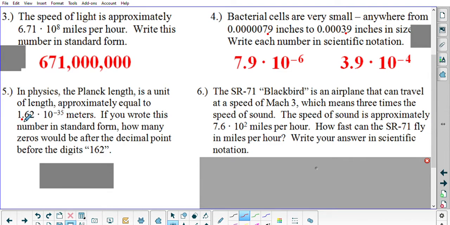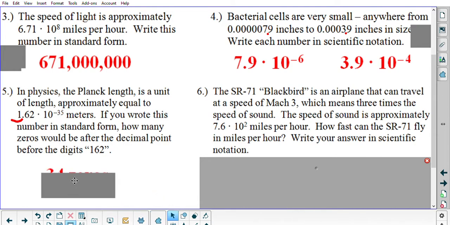The first place to the left would be past the 1. That's the first of 35 places, which means there's 34 more places you would go to the left, which means you would have 34 zeros after the decimal point before the digits of 162. So that's how you figure out number 5 without driving yourself insane with all these little wave marks like I was doing above in your guided notes.